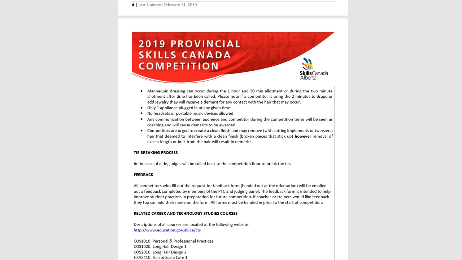The tie-breaking process. In the cases of a tie, judges are called back into the competition floor to break the tie. So once the tabulation is complete, we determine if there's been a tie or not. As long as there hasn't been a tie, the judges are free to go and the mannequins go on display.